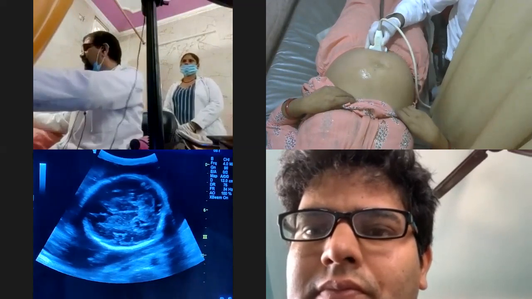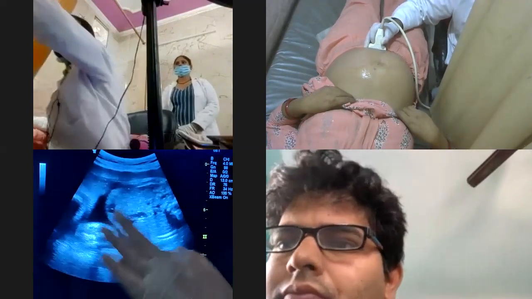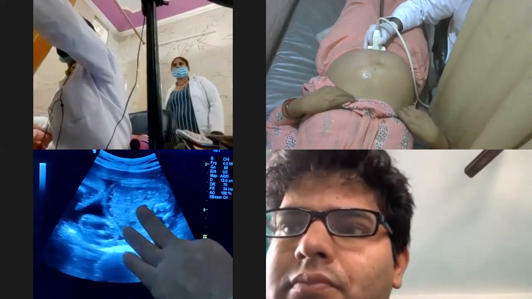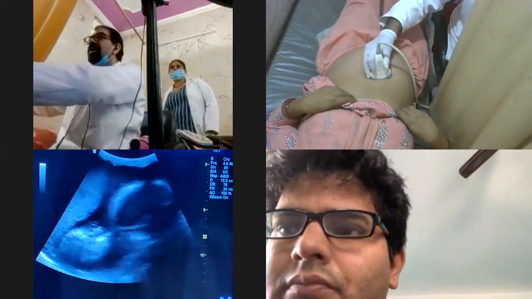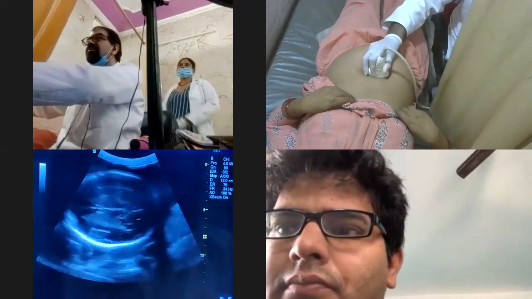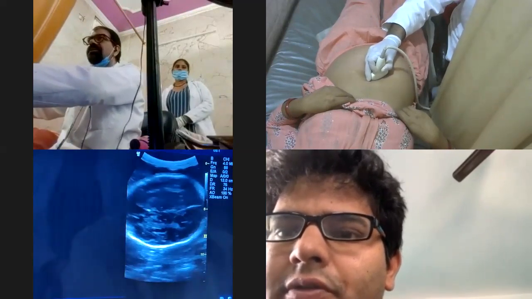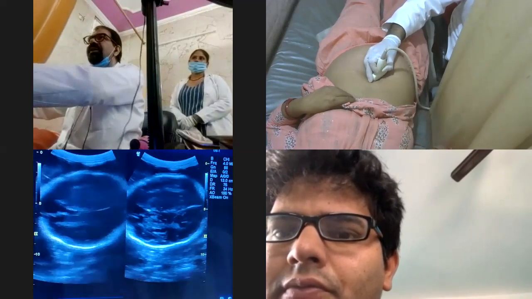Now see, I am putting the probe over here. See where the probe is. And I am not getting the fetal head. This is the cervix over here, and this is the abdomen, and this is the femur. When I am moving up, I am seeing the fetal head over here. This means that this is the breech. Yes or no? Yes, sir. So this is the breech presentation, and in which plane am I right now?